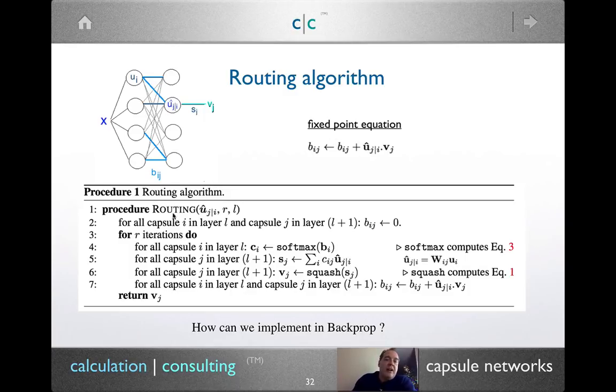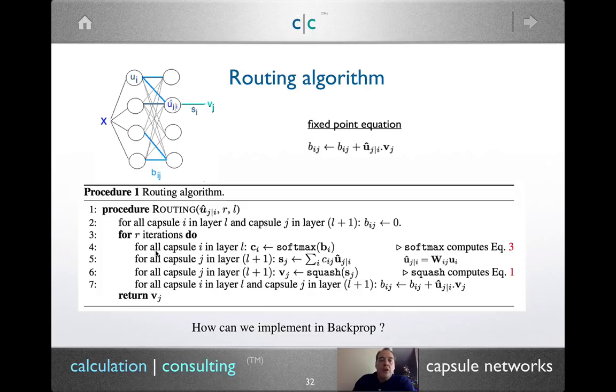So let's look at the routing algorithm. Procedure routing for a given U hat J given I. Let's just go through it. For each capsule I in layer L, and for each J in layer L plus 1, we initialize all of these connections to 0. So there are no connections at all. Then for each iteration, we're going to go R iterations, usually 3.